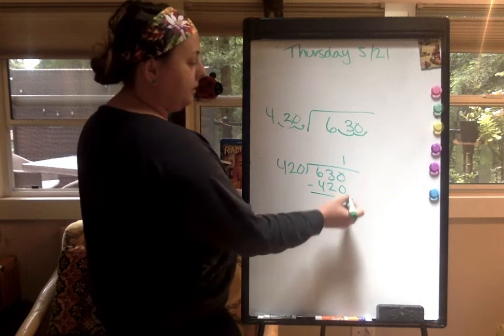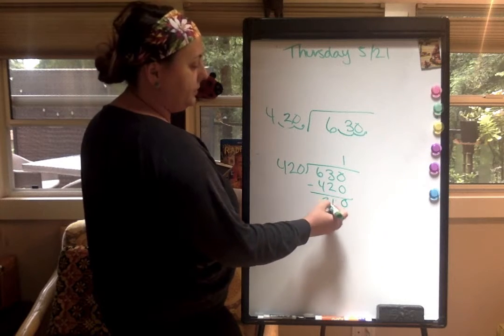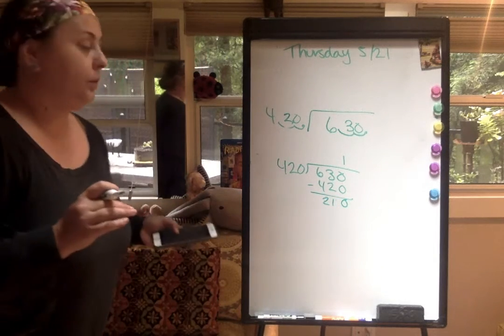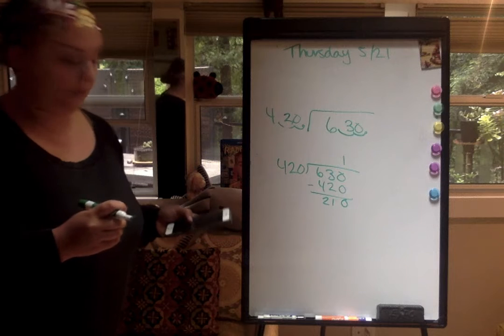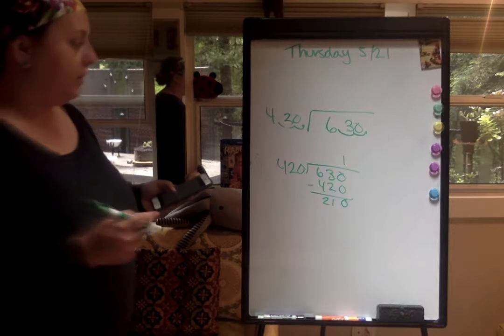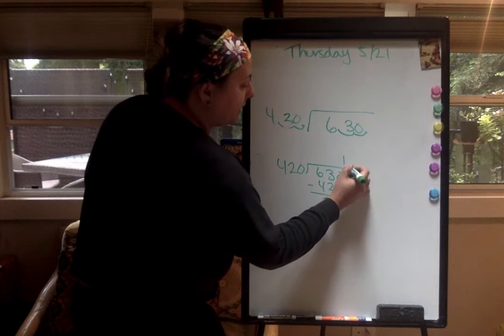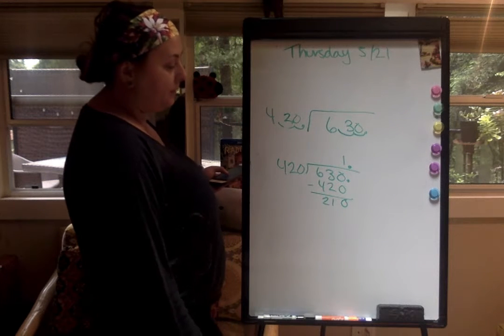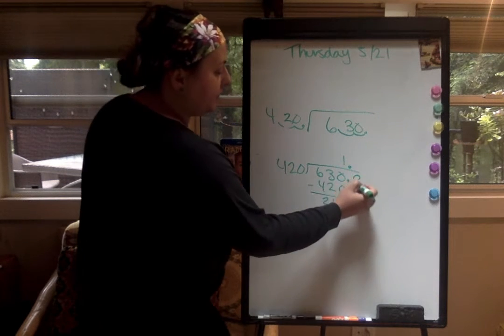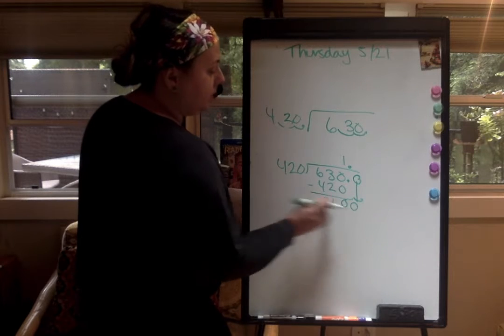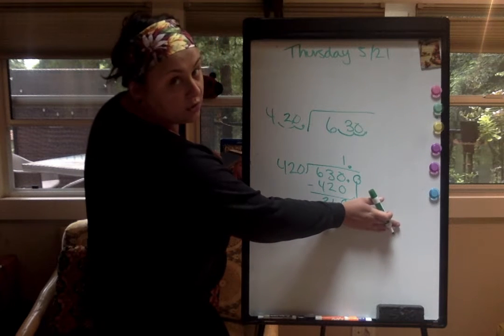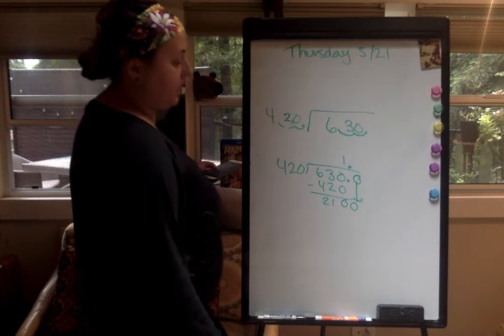Subtract. 0, 1, 2. Now, we're not going to leave a remainder for a decimal. We're going to figure it out. The way we do that is we're going to put a decimal point. We're going to bring our decimal point straight up. And then we're going to put a 0. Because 420 doesn't go into 210. But it does go into 2100.